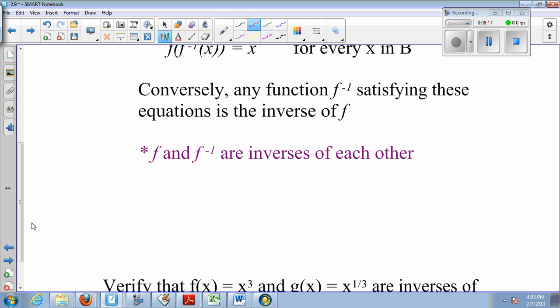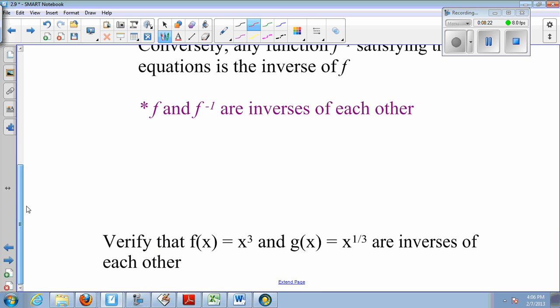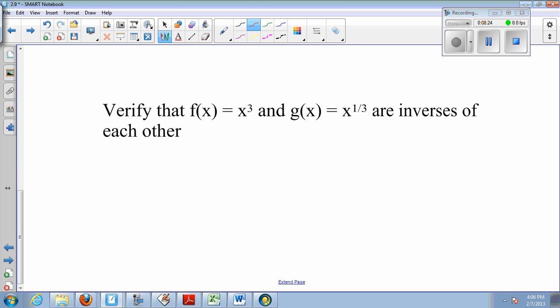f and f inverse are inverses of each other. Okay, so we're going to verify that f of x equals x cubed and g of x equals x to the 1/3 are inverses of each other. We do this by taking composites, f of g, and then g of f, because it needs to be both directions.